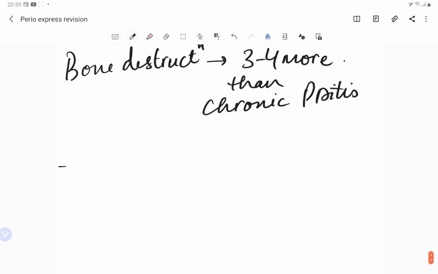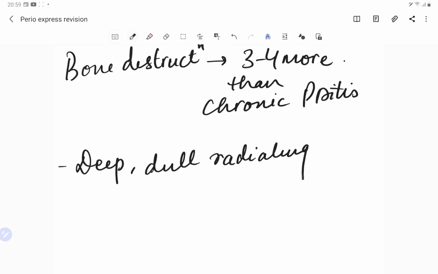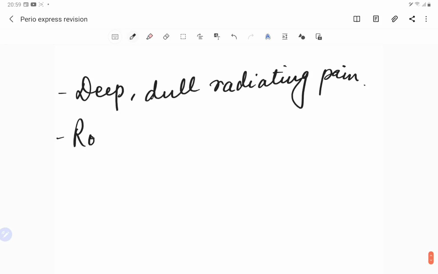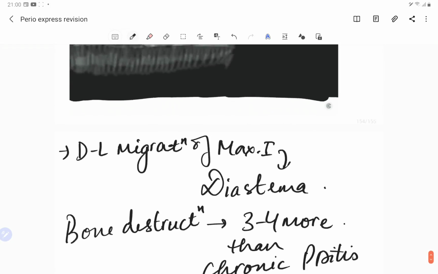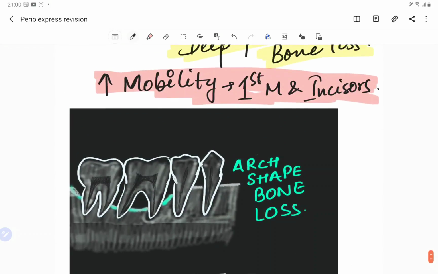And during the mastication, an individual feels a deep seated dull aching, radiating pain during the mastication. And there is root sensitivity because of the pockets as well. So the teeth or the roots are more sensitive to the thermal as well as the tactile stimulus. So any stimulus, there is a root sensitivity, there is a bone loss, there is lack of inflammation, still the presence of the deep pockets, and there is an advanced bone loss.